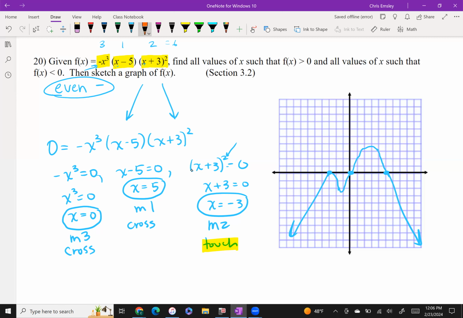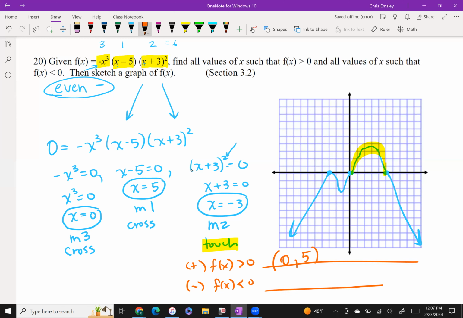For our positive and negative intervals, greater than 0, those will be our positives. Less than 0, those will be our negatives. So positive, there's only one. It's this one right here. That's the only place our graph is above that x-axis. X values, that highlighted area begins at x equals 0 and ends at x equals 5. That's our only positive interval.